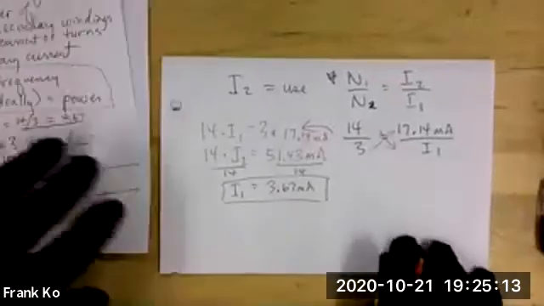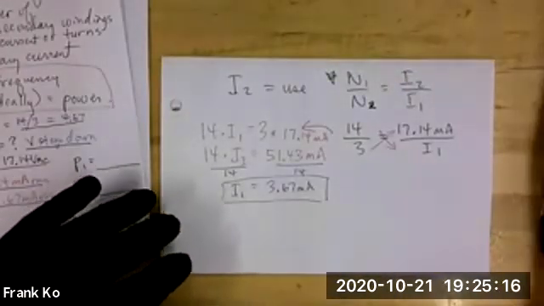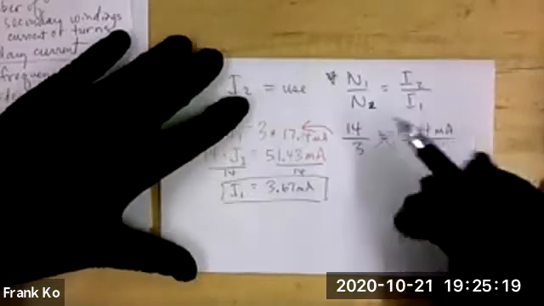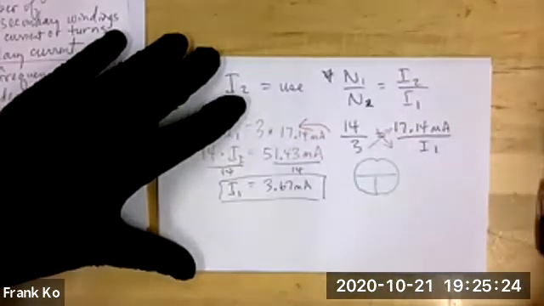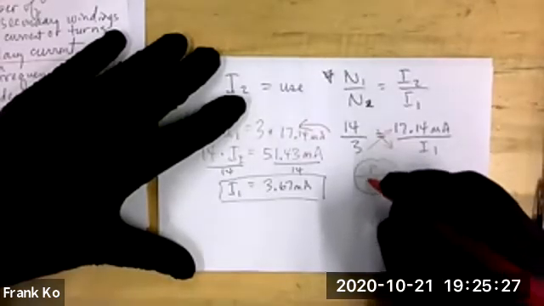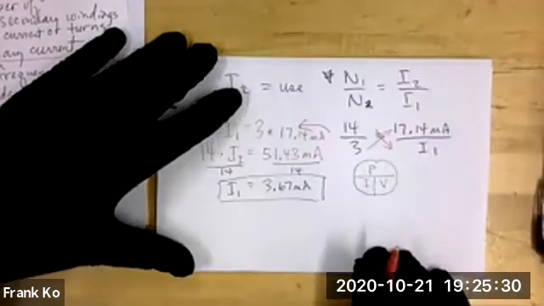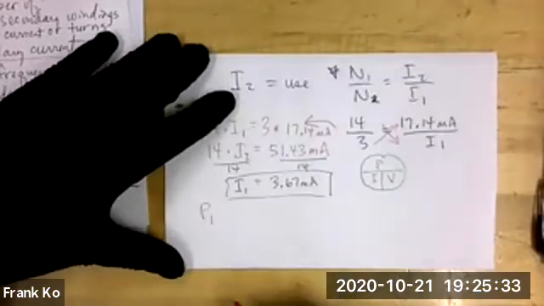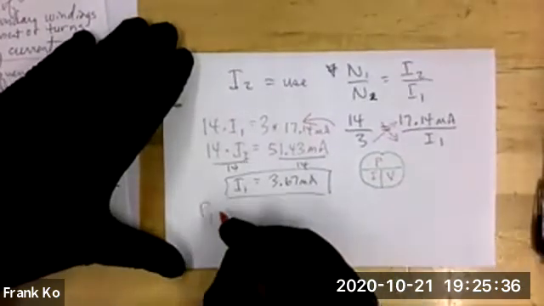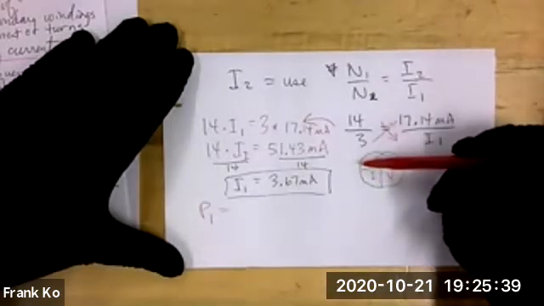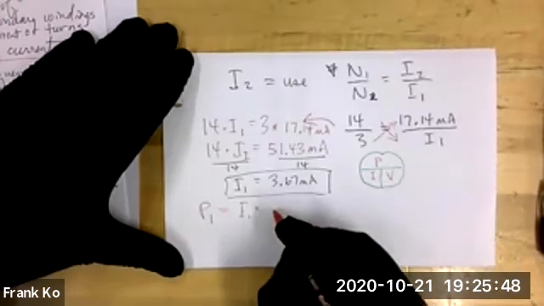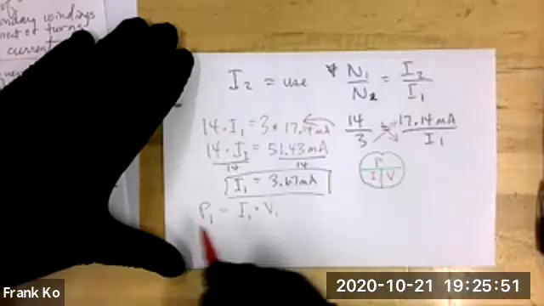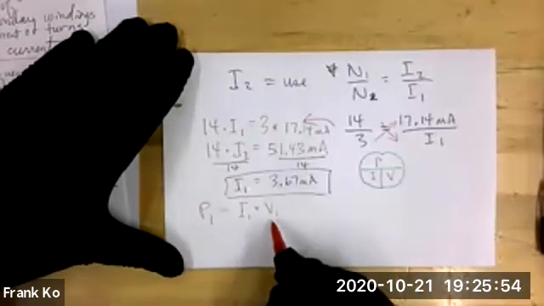Now, if you remember our friend Watt's law, good old Watt's law, one of the most popular versions of Watt's law that people like using, PIV, yes? So if I am looking for power of the primary, wouldn't that be, if I cover up the P, equal to an I times a V, yes? Which I? Primary. Which V? V1, primary, yes? So power of the primary equals current primary times voltage primary.